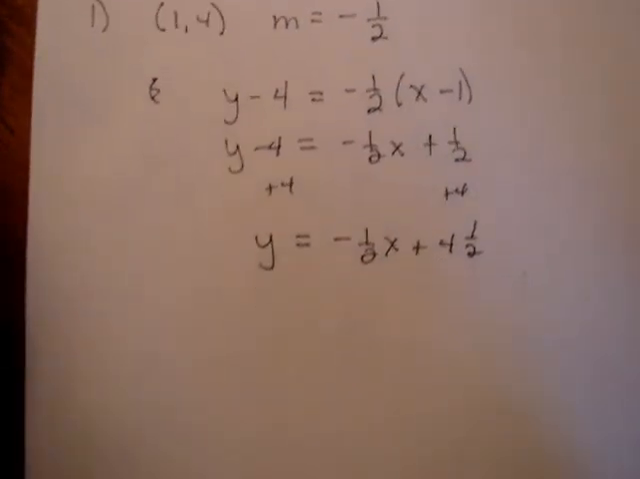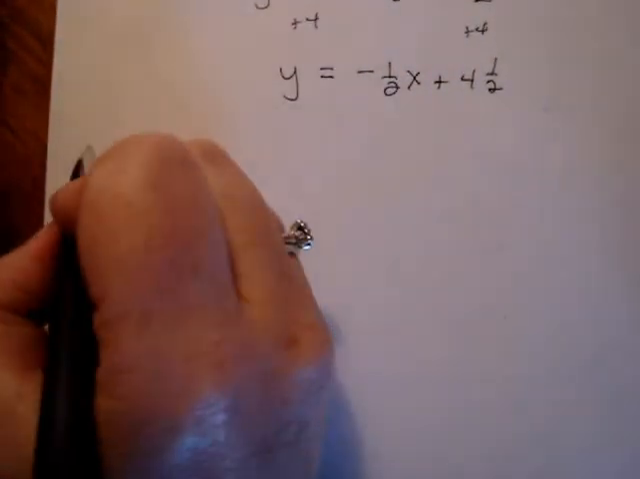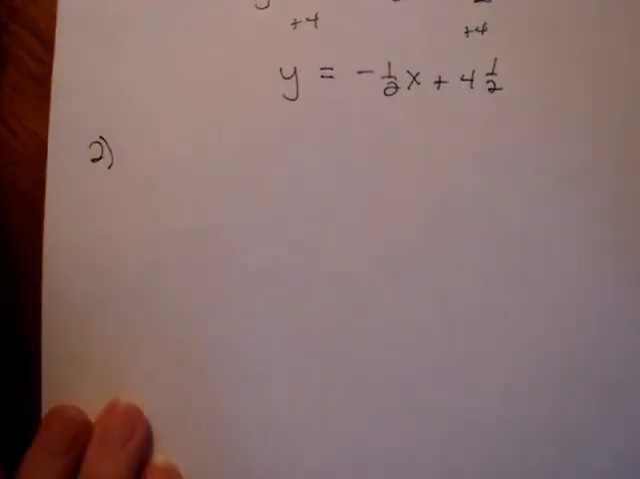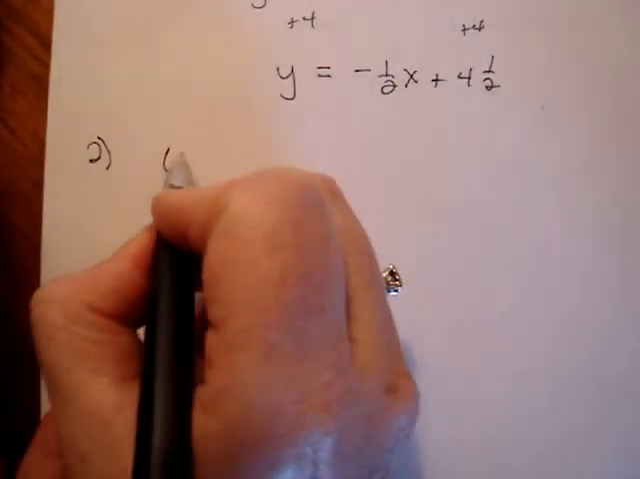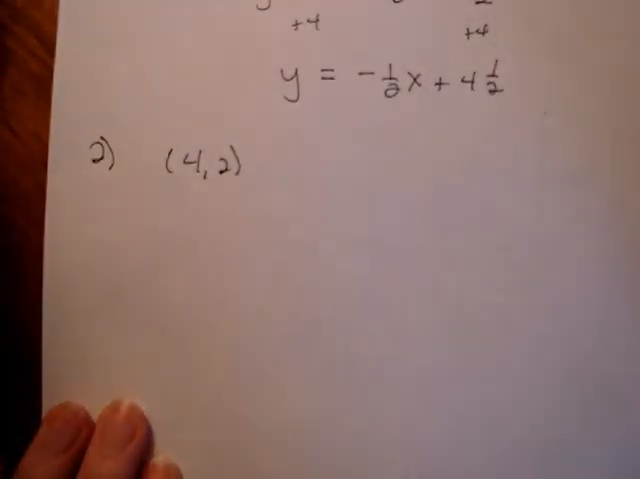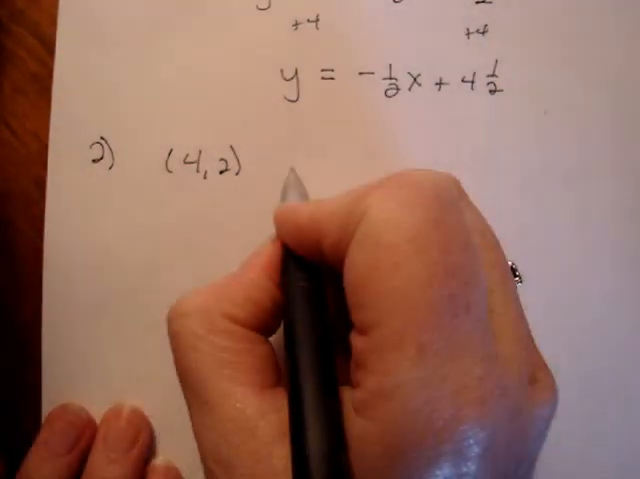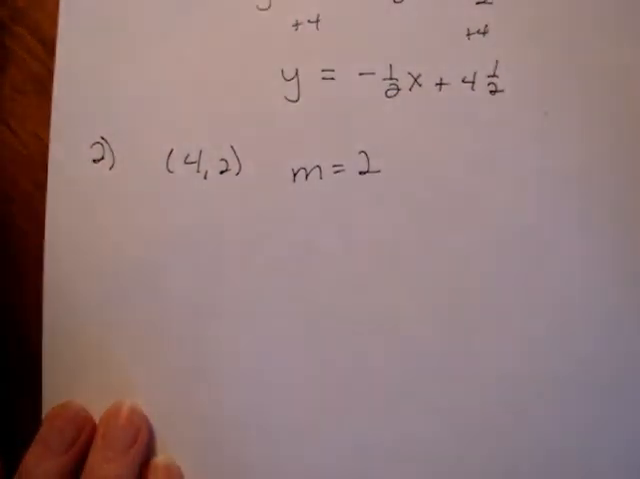Okay, now let's do number 2. The solid line L contains the point (4,2). Okay, so that's the point. And is parallel to the dotted line whose equation is y = 2x. So it's parallel to a line whose equation is y = 2x. The slope is 2, so our slope is also 2, since our line is parallel. Give the equation for the line L in slope-intercept form.